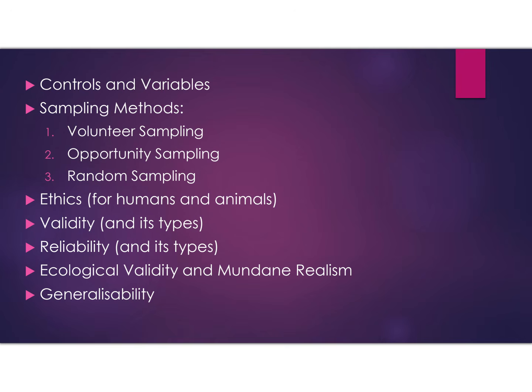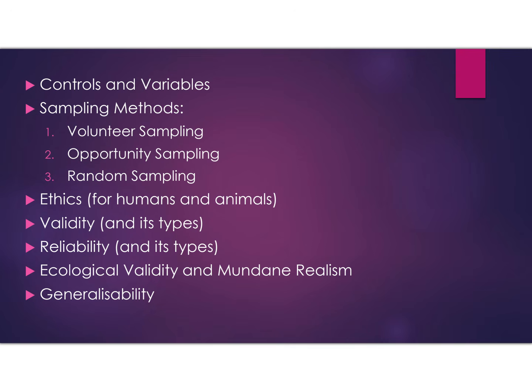Controls and variables. This includes things like independent variable, dependent variable, confounding or extraneous variables, etc. Then we have 3 types of sampling methods. There are a few more which I will discuss briefly, but these are the 3 main ones. We should know the definitions and the strengths and weaknesses of all 3. Ethics for humans and animals, because there are some studies which have animals as participants, but most of the studies have humans, so we can apply different ethical guidelines for each of these studies.